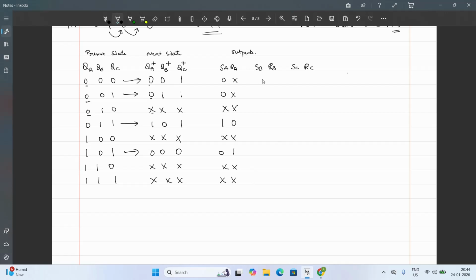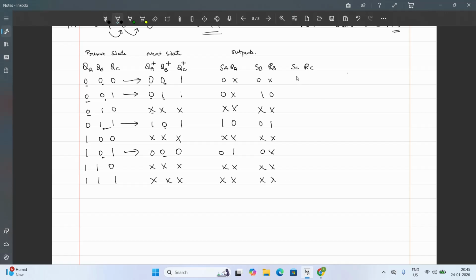Okay. Same thing for B: 0, 0 is 0, x. 0, 1 is 1, 0. Here it is x, x. Next, 1, 0 is 0, 1, x, x. And here 0, 0 is 0, x. Remaining two are x, x.